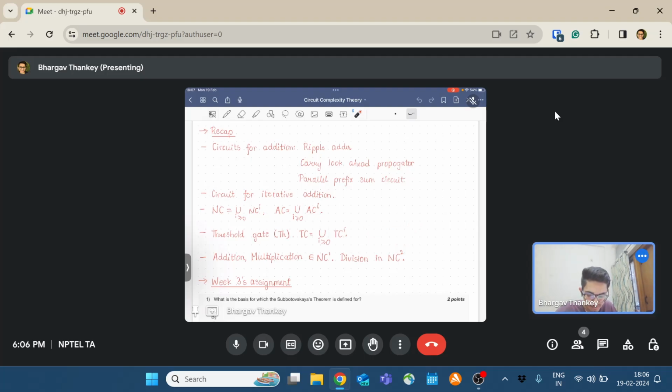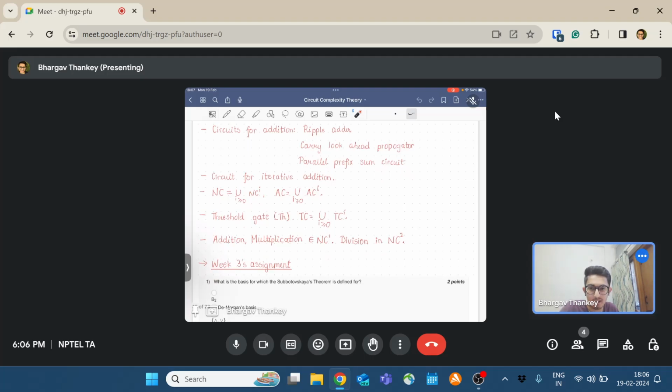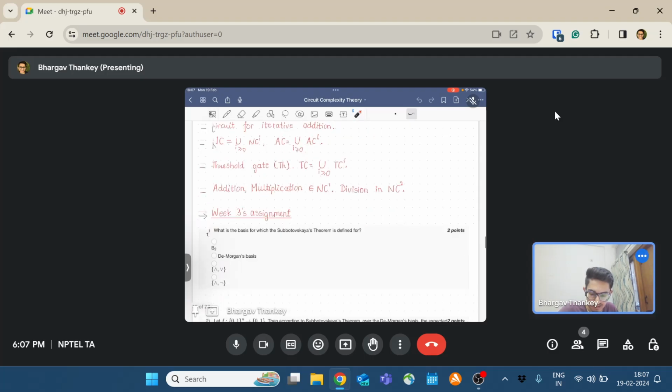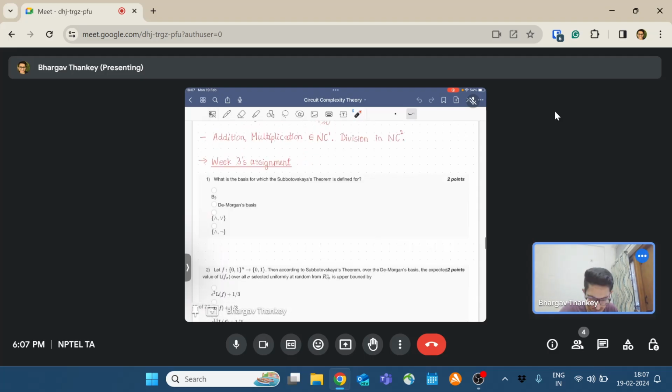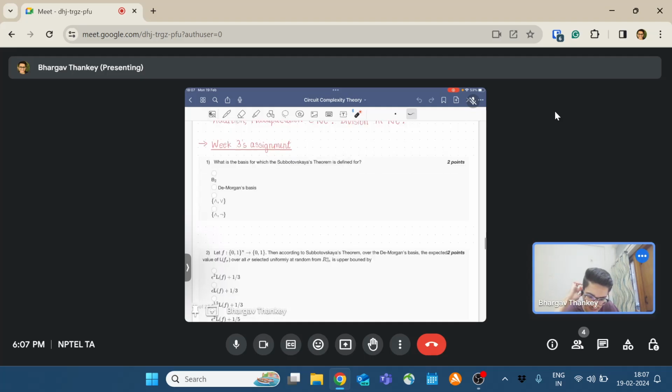And then we saw that addition and multiplication are both in NC1. Addition is fairly straightforward, and multiplication is in NC1 thanks to the circuit for iterative addition. And we also saw that division is in NC2, and we'll see more about division next week. Okay, so now let's look at this year's week three assignment. I think the first few questions are just recall questions, so we should be able to do them quickly.